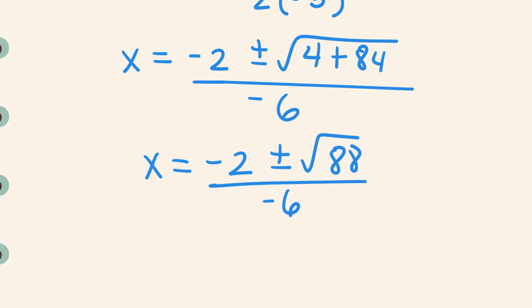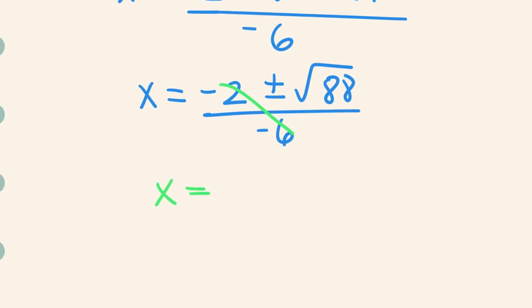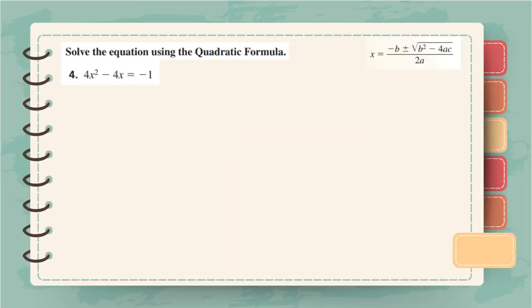But before that, there are ways that we can continue to simplify this, because we know that a negative divided by a negative gives you a positive. Negative 2 over negative 6 will give you a positive. 2 divided by 2 gives you 1, and negative 6 divided by 2 gives you 3. So x equals 1 plus or minus the square root of 88, over 3. And that will be your answer.